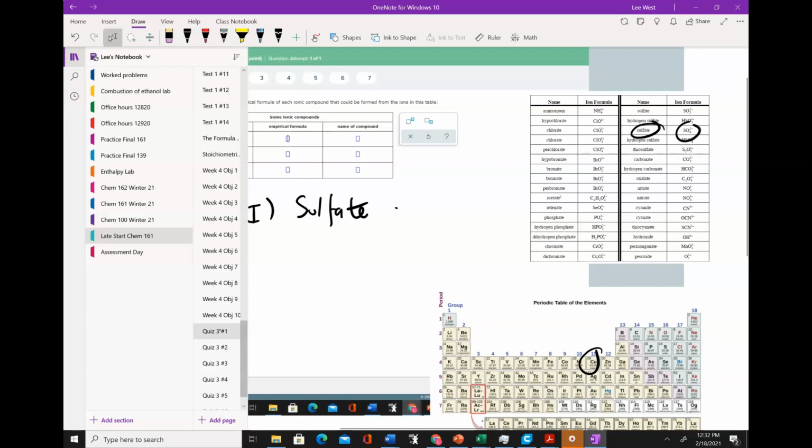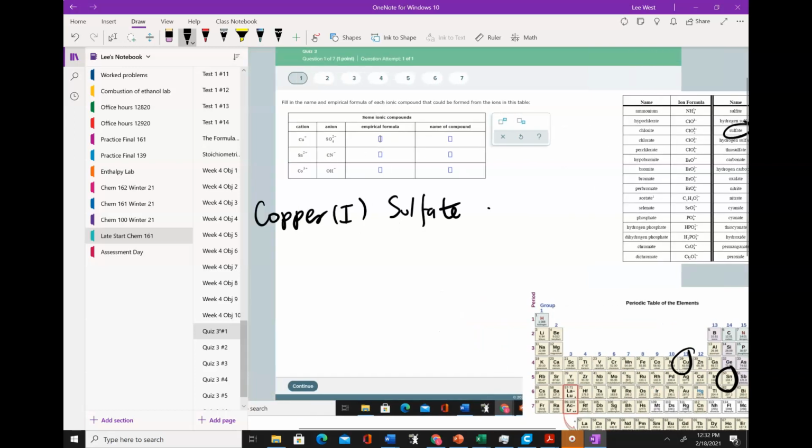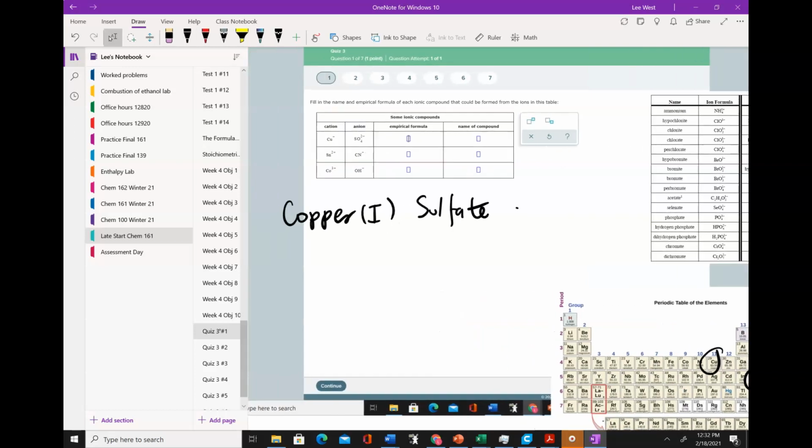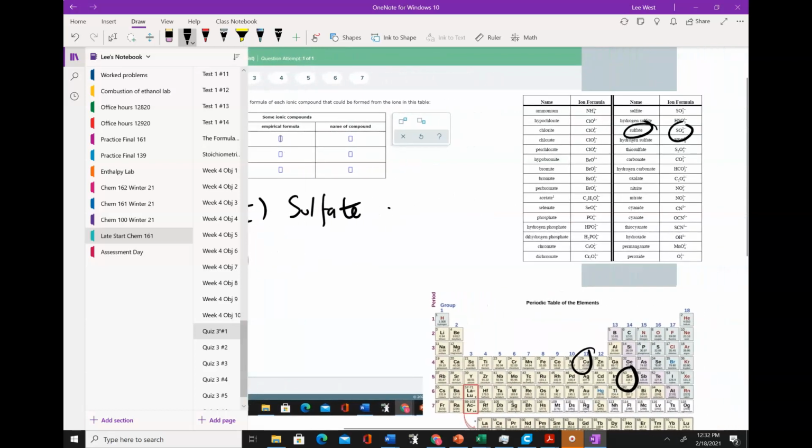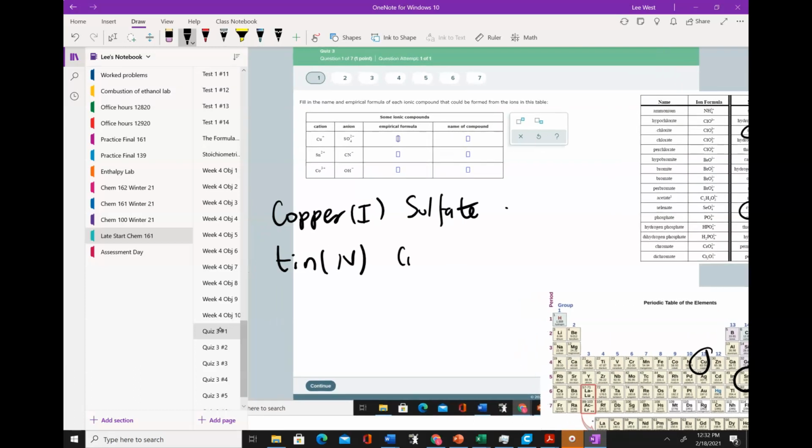Tin is over in group 4A, so it is also a variable charged cation, so I'm going to write tin 4. And then CN minus is a polyatomic anion. It's called cyanide. Let's see if we can find it. There it is there, cyanide. So tin 4 cyanide.